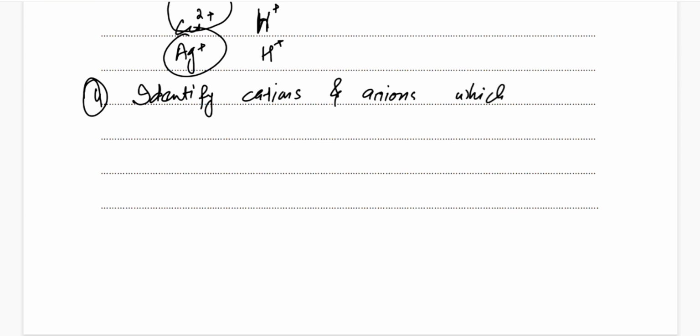Which remain in the solution. Now let's move towards the practice, we need to practice it. Dilute NaCl aqueous. So the first step is to identify cations and anions.